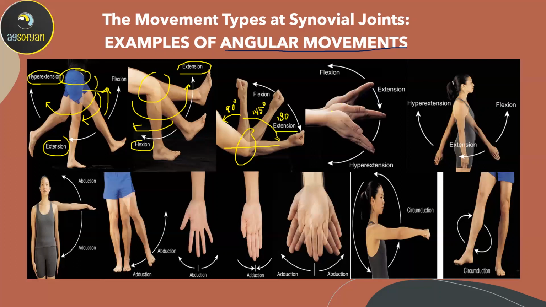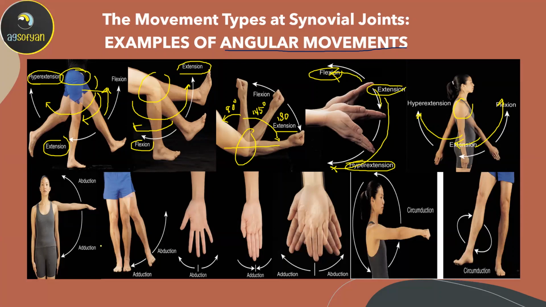The same thing with your wrist. You can reduce the angle, flexion, increase the angle, extension, and increase more, more than 180 degrees, this is hyperextension. Our shoulder is the same thing. We can do flexion, and then also hyperextension, or maybe just extension.